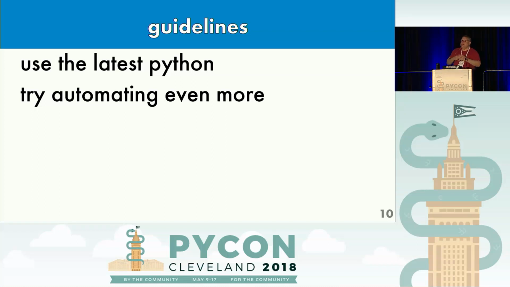Try automating things even more. This is a guideline, a mantra I repeat to myself. If I'm automating a task and it gets to a certain point where I think, now I have to do the manual step, I'm like, okay, can I automate that bit too? How far can I push this? You'd be surprised at what you can get away with.